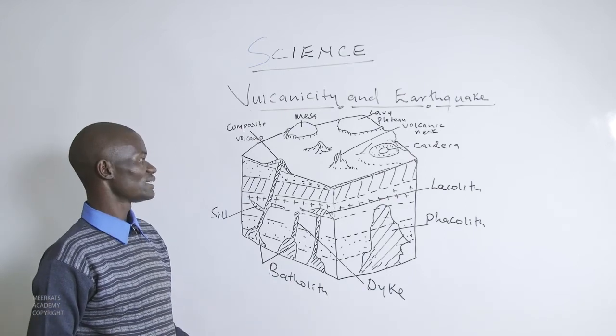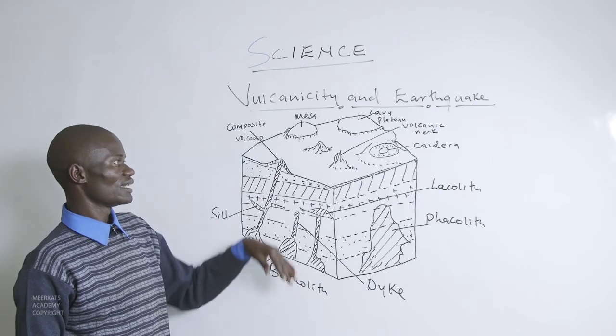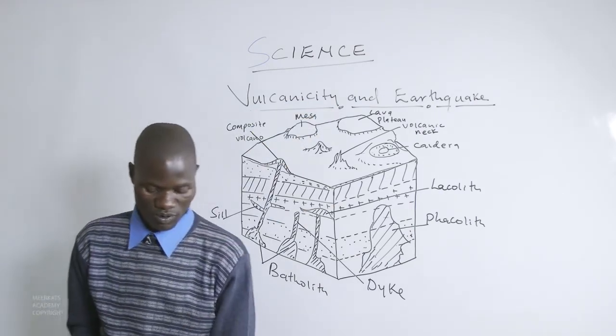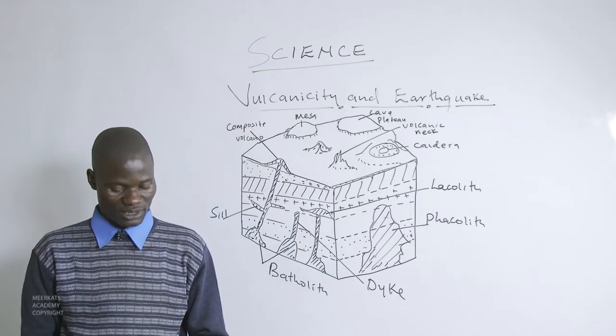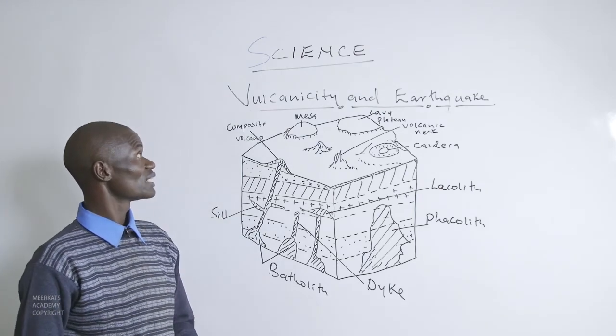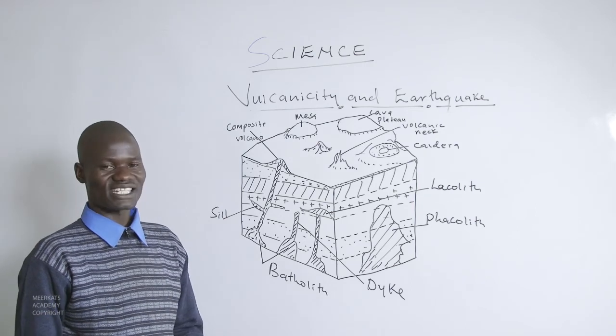When you look at it, it is a summarized diagram of both the extrusive features and the intrusive features of volcanicity, and it leads to the formation of various features. Now, after looking at these features, what is their significance?